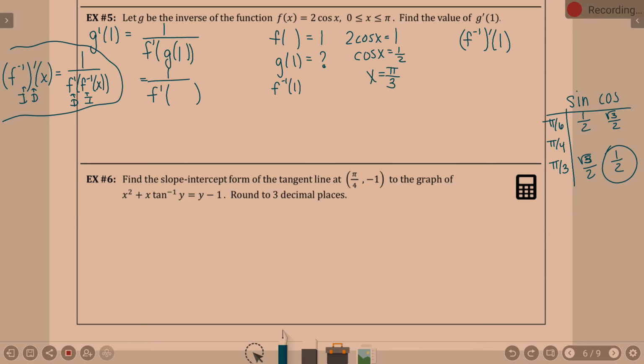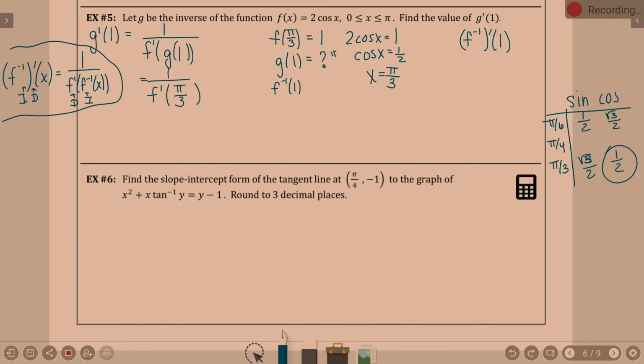Normally I'm good with the trig, but not today. Cosine is 1/2 at pi over 3, right? So now, what does this mean? If we were trying to find g of 1, well, we just found f of pi over 3 to be 1. So g of 1 is pi over 3.